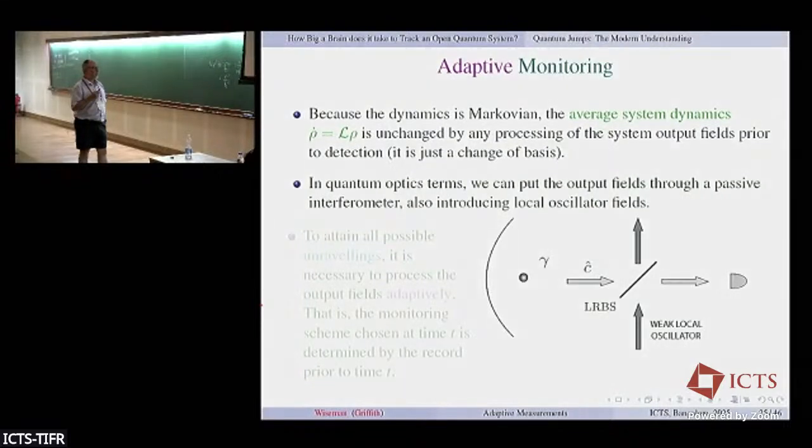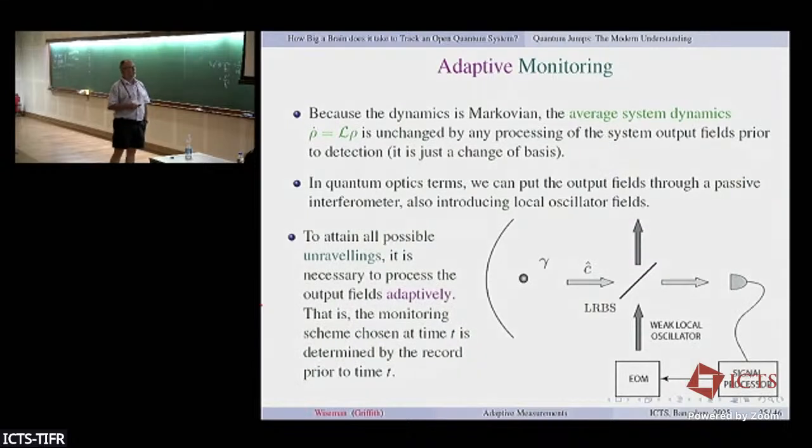So I think I showed exactly this picture in yesterday's talk. This idea of what can you do to get different information is to interfere the light coming from your system with a local oscillator. And the idea of adaptive measurement is to take the last click, process that in the appropriate way to change the properties of this local oscillator before the next click. Okay? And that's the general idea of adaptive unraveling.